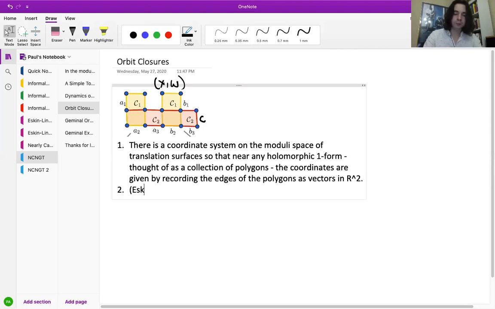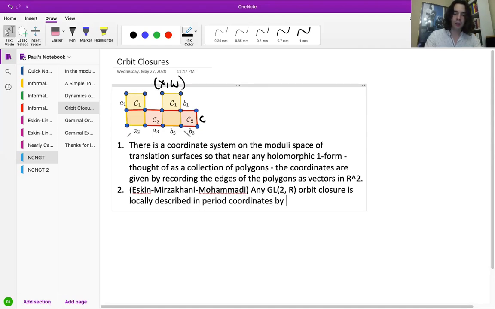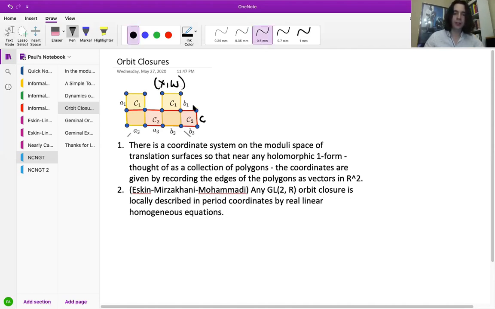And so Eskin-Mirzakhani and Mohammadi said the following: any GL2R orbit closure, which remember is a manifold, is locally described in period coordinates by real linear homogeneous equations. So for example, you could think of your affine invariant submanifold M, which perhaps is the orbit closure of this X omega, as being given by the equations AI equals BI for all I. These are real homogeneous linear equations.